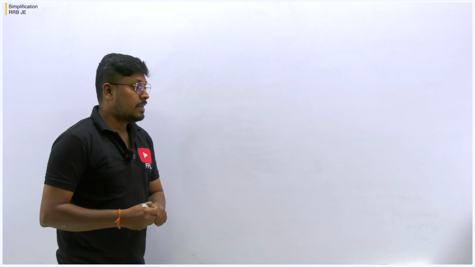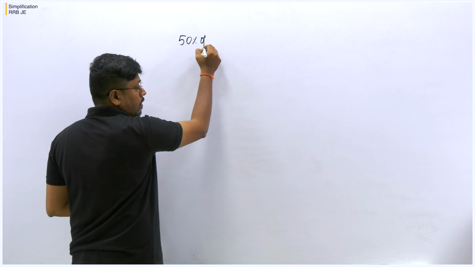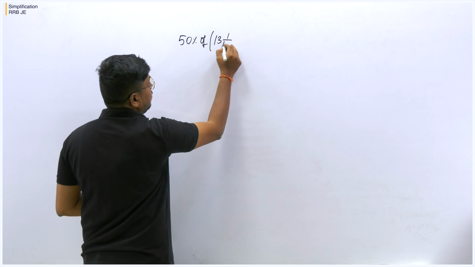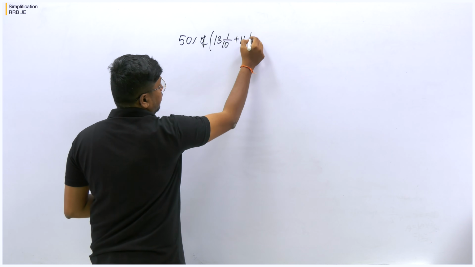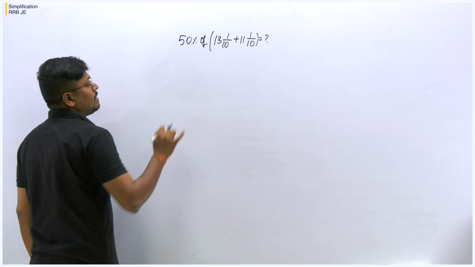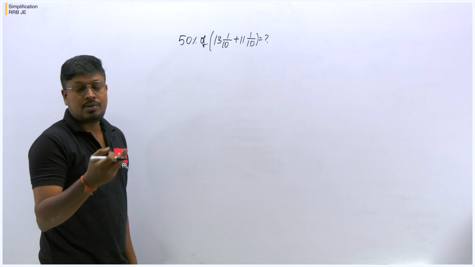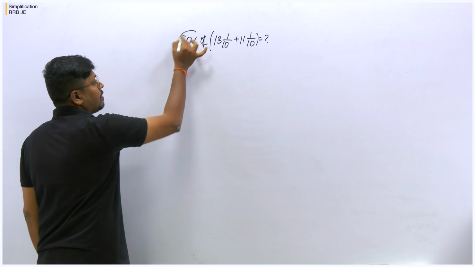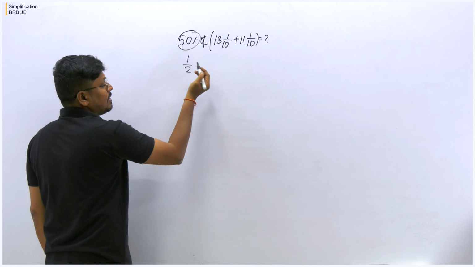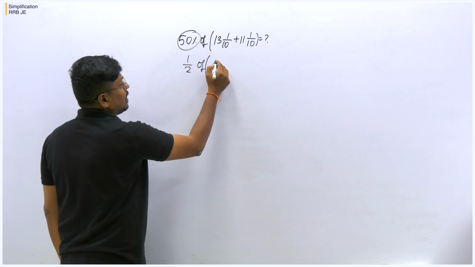Next question. 50% of 130 plus 1 by 10, plus 11 1 by 10 is equals to question mark. Right? So a very basic question. 50% can be written as 50 divided by 100. So 50 by 100 is nothing but 1 by 2, right? So usually we can write 50% easily as 1 by 2. So of 130 plus 1 will be 131.